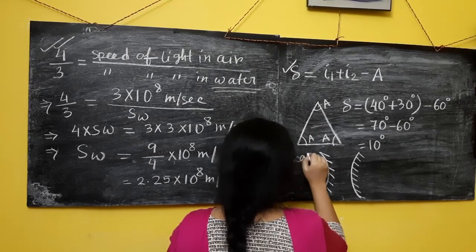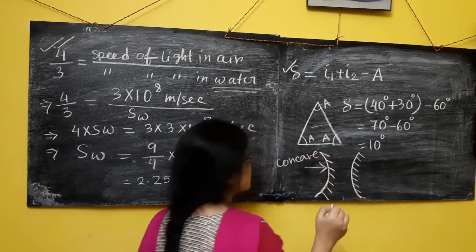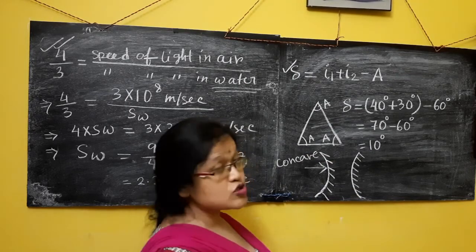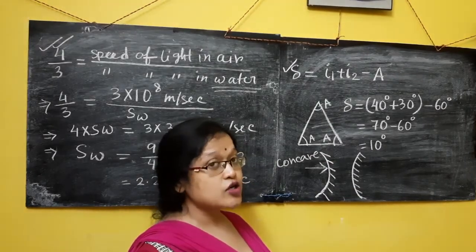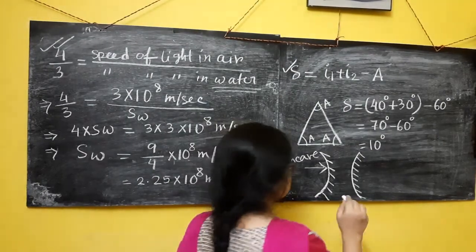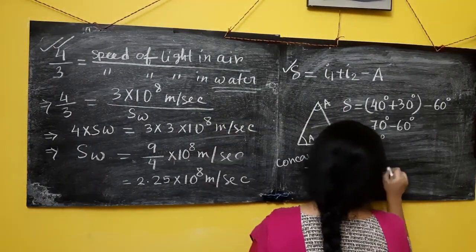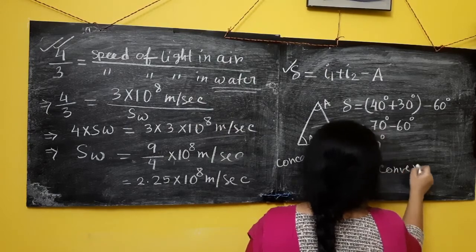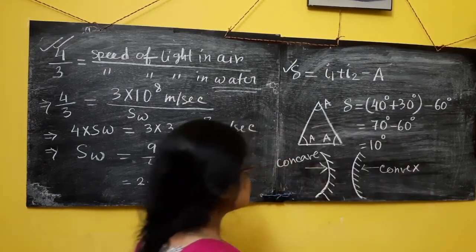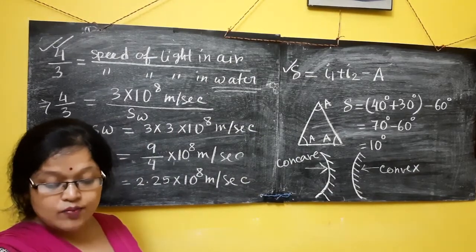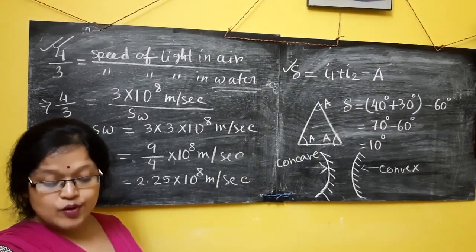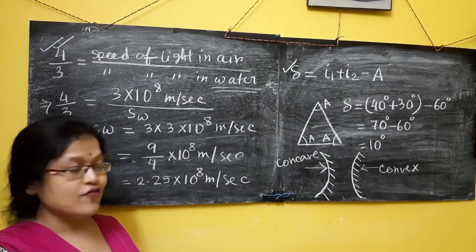I will also request you, before starting this video, please go through your books or classwork copy once. Otherwise you can't understand this whole thing. So this is a concave mirror, this is a convex mirror. Remember, we have done this in class. So these are the spherical mirror formulas. Here the question is: for a concave mirror, establish the relation between focal length and radius of curvature.